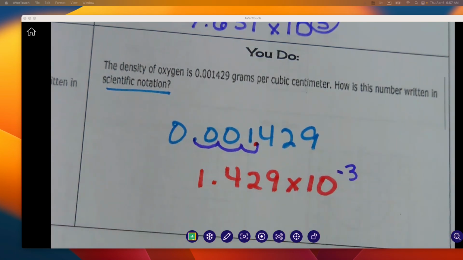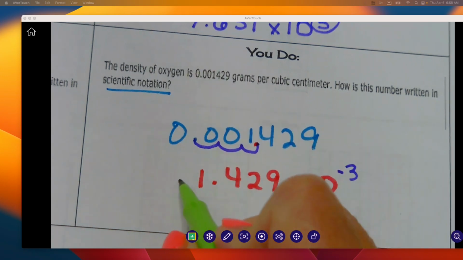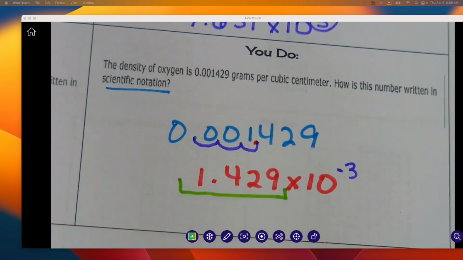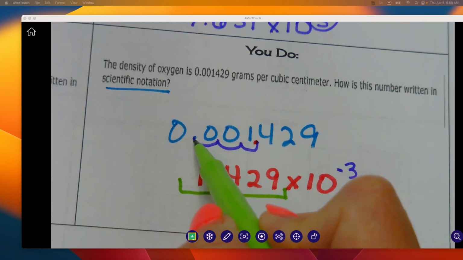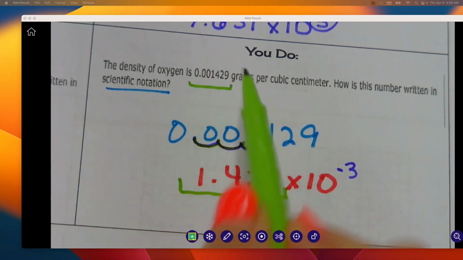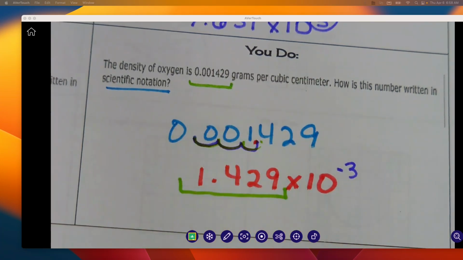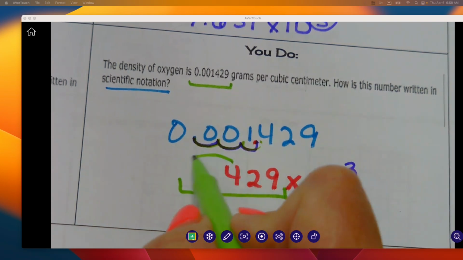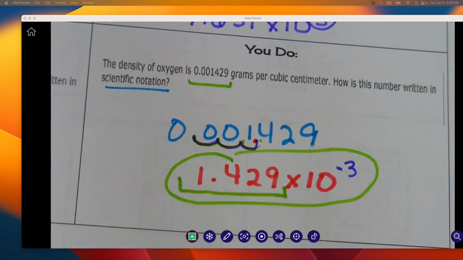Okay, so I'm just going to double check. My base number, yes, it's between 1 and 10 because I have 1.4. I only have one number in front of the decimal point. I'm going to carefully move my original decimal point to my new one and count 1, 2, 3. That's my exponent. This number is way smaller than 1, so I know my exponent is negative. So hopefully this is what you got for your answer.